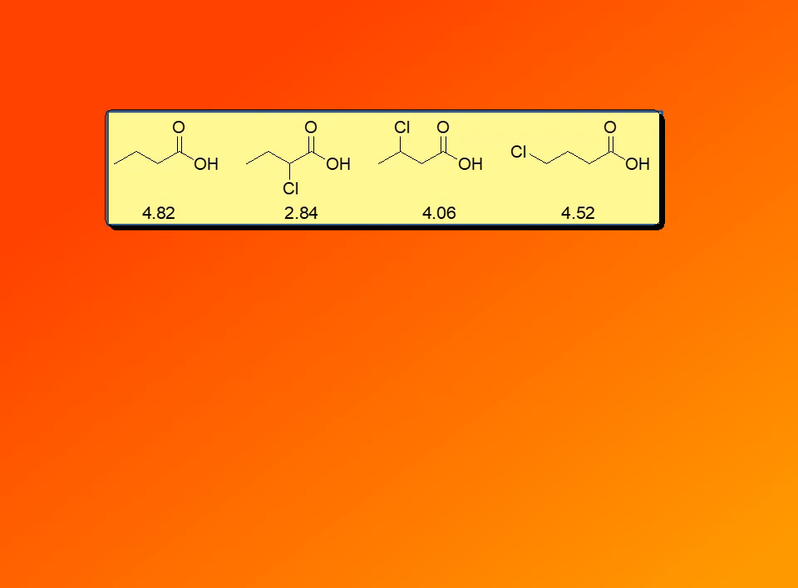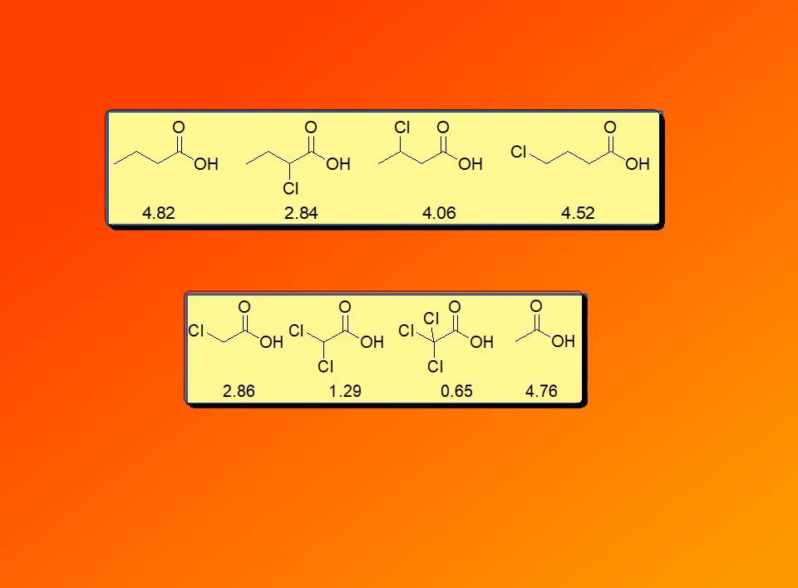And when chlorine is on the 4th carbon, it's almost negligible. So you can see that butanoic acid has a pKa of 4.82. 2-chlorobutanoic acid has a pKa of 2.84, a pretty strong acid. But if we move chlorine to carbon 3, 3-chlorobutanoic acid has a pKa of 4.06, much weaker. And 4-chlorobutanoic acid, 4.52, an almost negligible effect, almost the same as if there is no substituent. So as you can see, as the effect spreads to 5 or 6 bonds, it becomes effectively negligible.